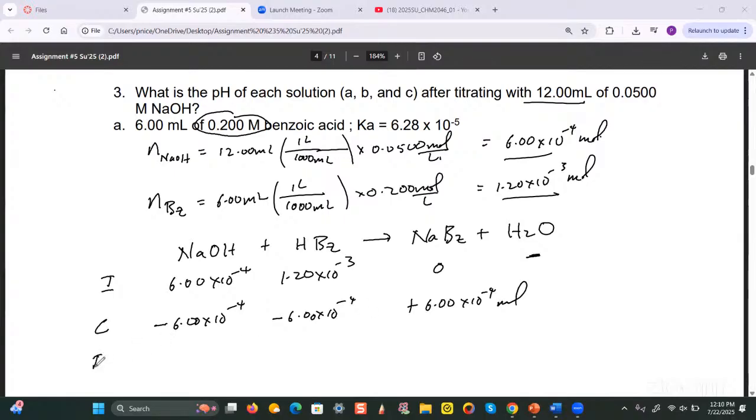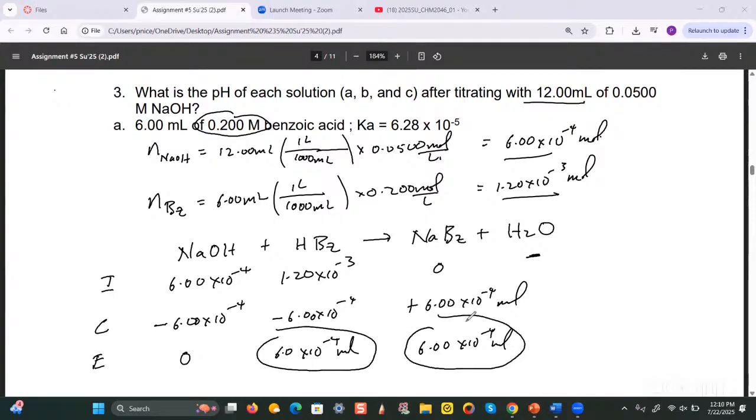So at the end of the reaction, as we said before, the sodium hydroxide will be used up, so there'll be none left. The difference between the 1.20 times 10 to the minus 3 and the 6.00 times 10 to the minus 4 is equal to 6.0 times 10 to the minus 4 moles. And the sodium benzoate will be 6.00 times 10 to the minus 4 moles, all right? So basically now we have the moles of the benzoic acid and the sodium benzoate produced as the only two substances that will exist after you add the 6 mL of the 0.200 M benzoic acid.